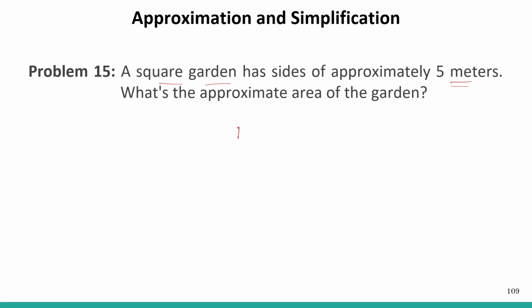So the garden is square, right? It is a square. So for a square of side length a, its area is equal to what? Area is equal to a squared. So it will be equal to 5 squared, that is equal to 25. So it will be approximately 25 since the sides are approximately 5.